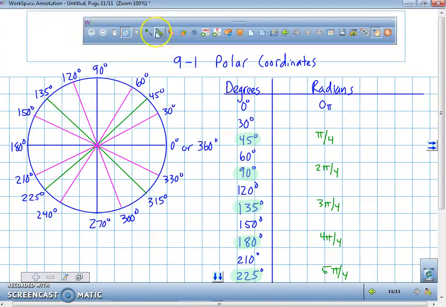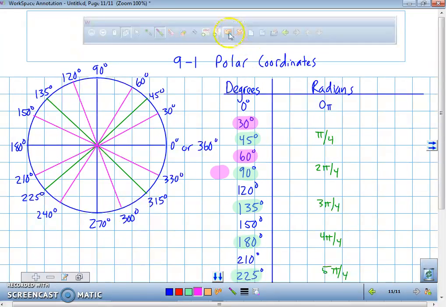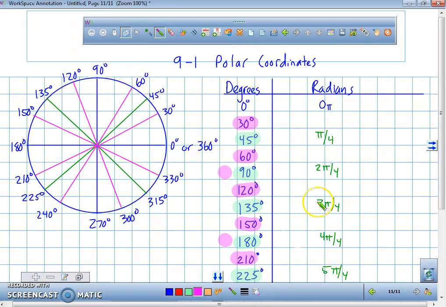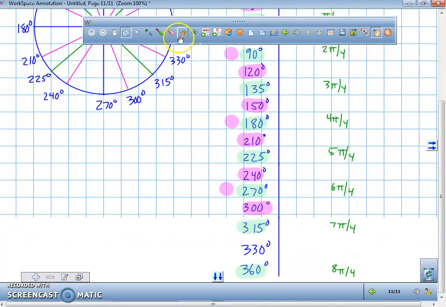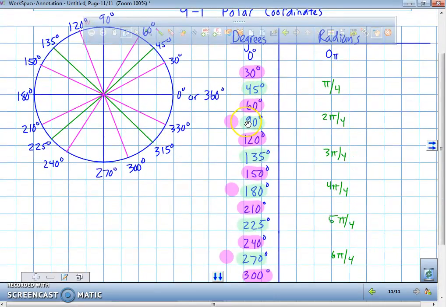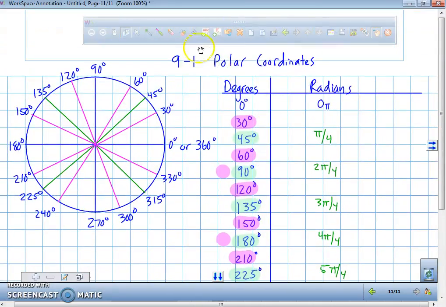Okay? Now, the next thing I'm going to do is highlight everything that goes up by 30 degrees. 30, 60. Now, if you went to 90, that would also share the little purple spot right there. 120, 150, 180, 210, 240, 270, 300, 330, 360. So you see how the pi over 4s and the 45 degrees and 30 kind of line up at certain points on the graph. All right? So we're counting up by 30s.